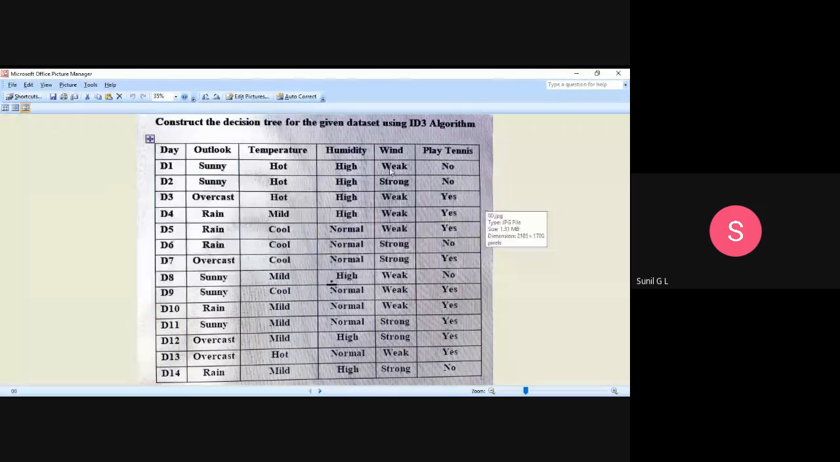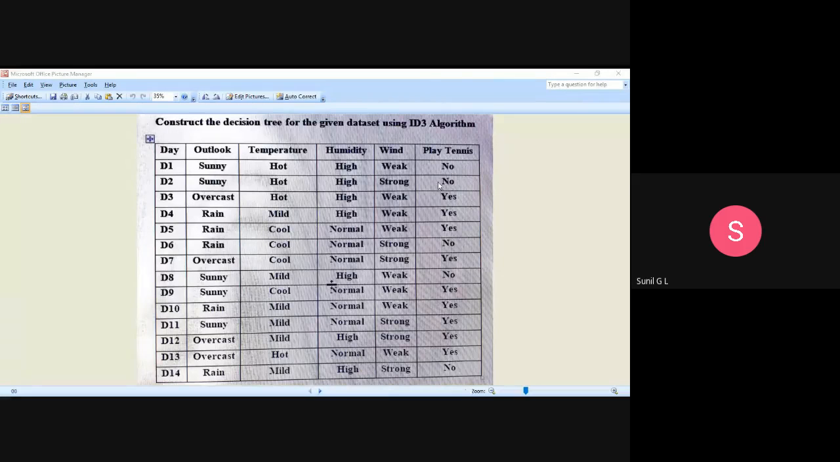So this is the data set. This is the most popular data set: play tennis, whether we will play tennis or not, based on different parameters. Four parameters we are using: outlook, temperature, humidity, and wind. Based on these parameters, we decide whether we will play tennis or not.